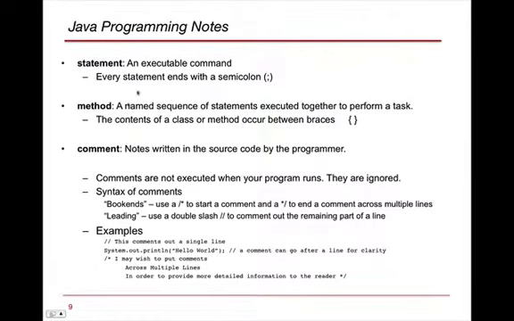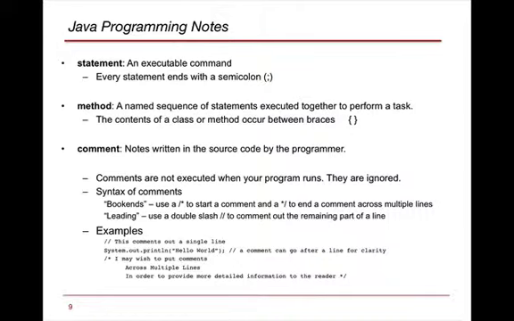So a couple of programming notes: when we talk about a statement, it's an executable command. Every statement ends with a semicolon. When we talk about methods, they are a named sequence of statements that are executed together to perform a task. So there may be 5 or 6 or 7 statements or more that are put together, and we note them by an open brace and a closed brace. You will be using all of the braces, brackets, and parentheses, so it's important to know the difference between them. In this case, you might hear a squiggly brace. That's what we would classify as the brace.